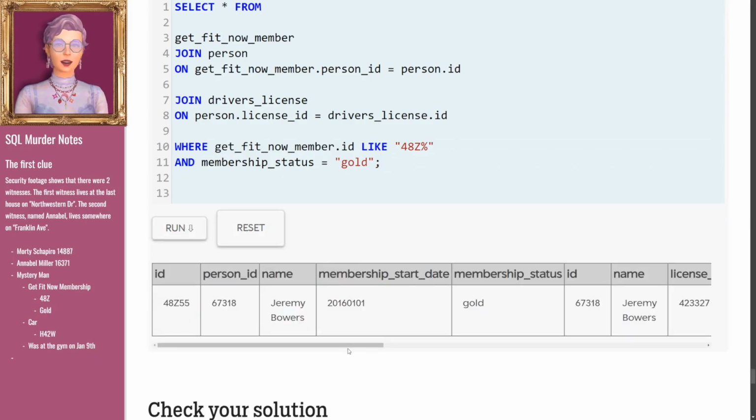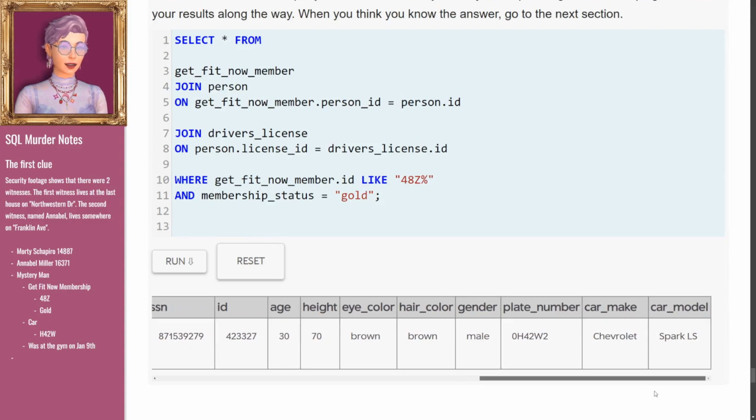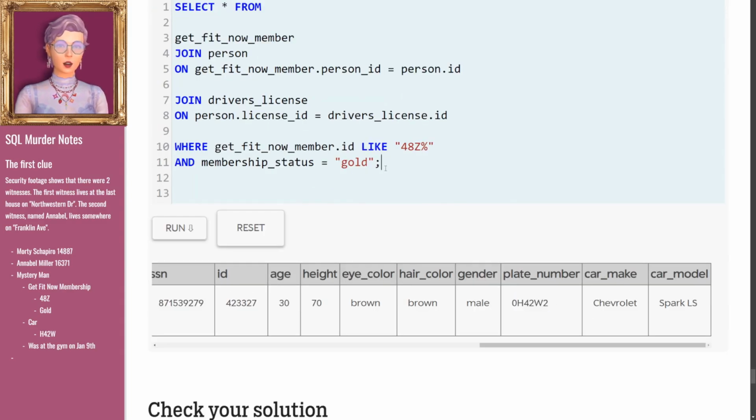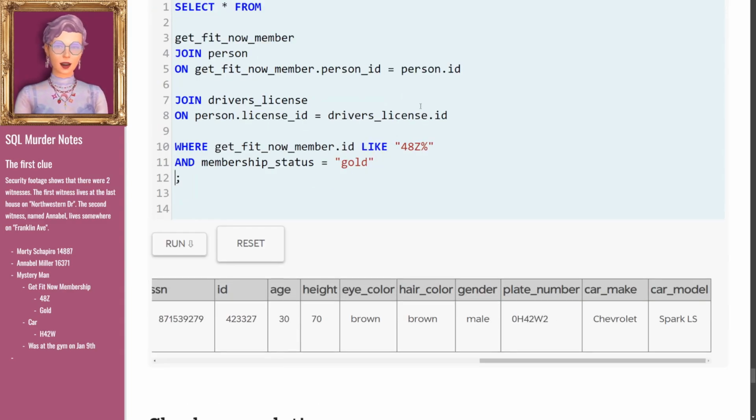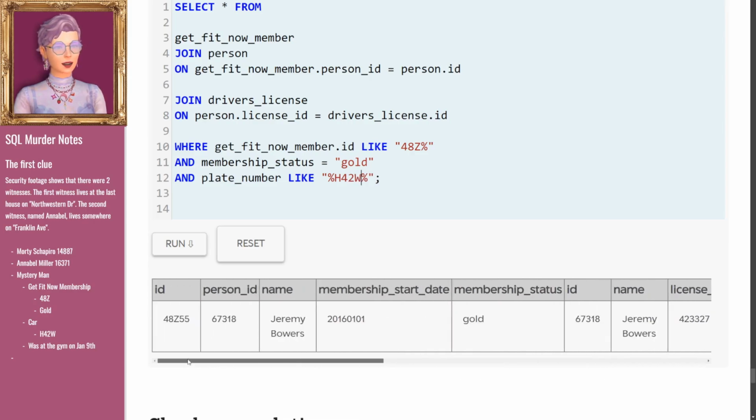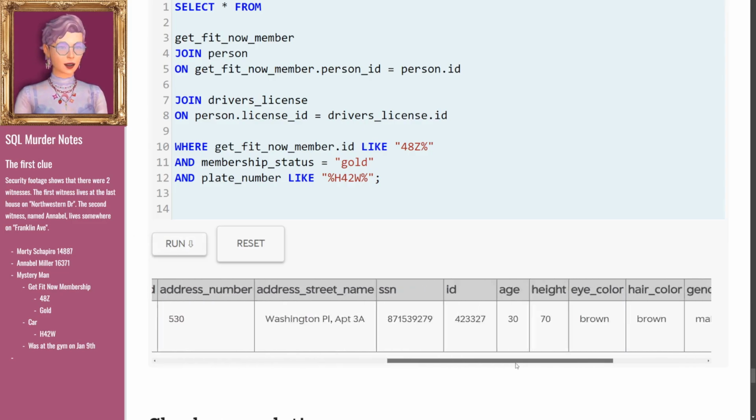Jeremy Bowers, we got you. We got a lot of information about him. And here's his plate number. The license plate includes the thing we're looking for. But just to really ham it in, and plate number like H42W. Wait, I'm actually surprised we only have 1 person in this. Does that mean that the other guy doesn't have a car? I think that's what that means. Okay, it's all lining up.